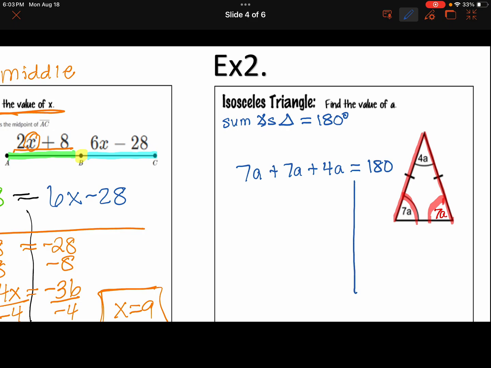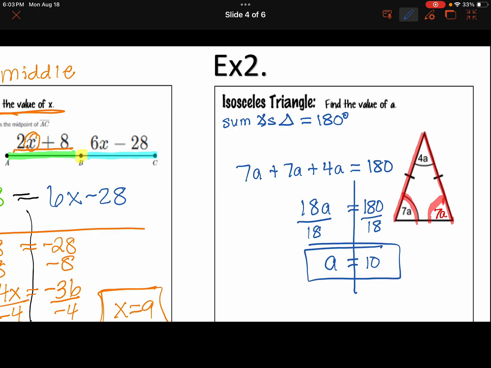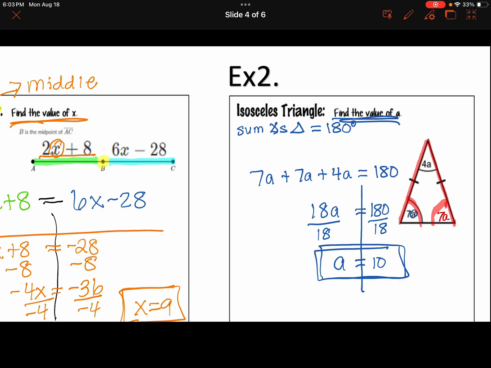And now I'm going to go ahead and combine my like terms and solve. So that will be 18A equals 180 degrees. Divide by 18. So A is going to equal 10. And again, it just says find the value of A. If I wanted to know how big it was, I would just plug it in. 7 times 10 is 70. So I know that those two congruent angles are 70. I know my top acute angle is 40 degrees. So that's what we can do once we find that missing one.